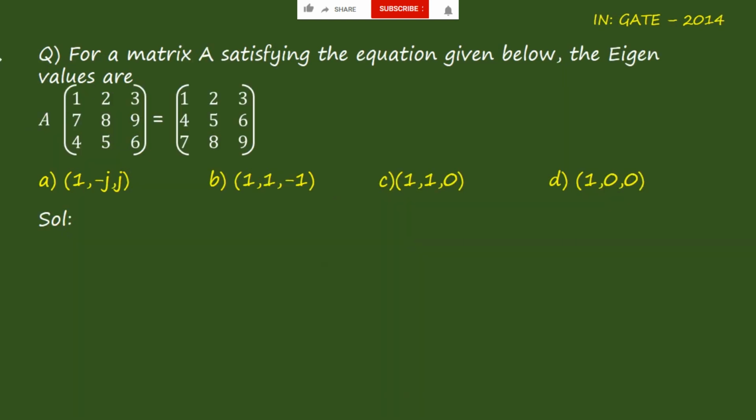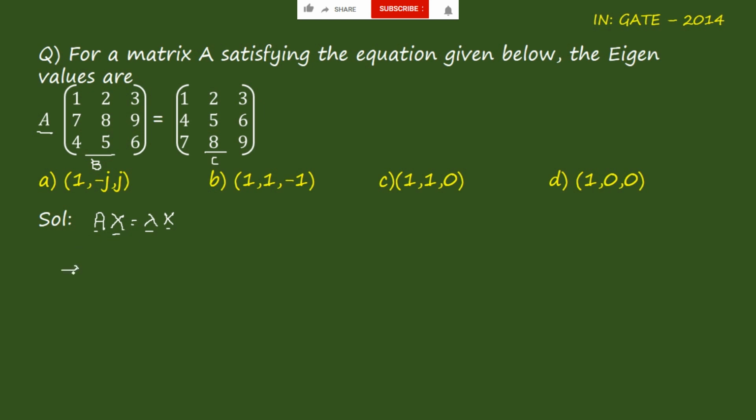Now come to the next question. The question is: for matrix A satisfying the equation given below, the eigenvalues are? So they have given the A matrix, and consider this as a B matrix, and this is a C matrix. Now the general thing that we know in the case of eigenvalues is A X is equal to lambda times X, right? Where X is an eigenvector, lambda is an eigenvalue and A is a matrix, right?